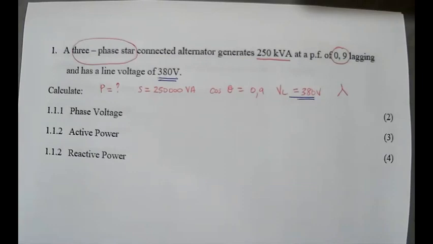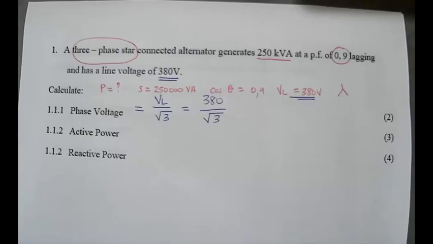Now we have to find the phase voltage. Are the voltages different for star? This is the question you have to ask yourself. Phase voltage is equal to VL over root 3. Substitute our 380 and get an answer of 219.39 volts. So 2 marks: 1 mark for the answer, 1 mark for the substitution. But remember always to write a formula. Sometimes these questions can be 3 marks.